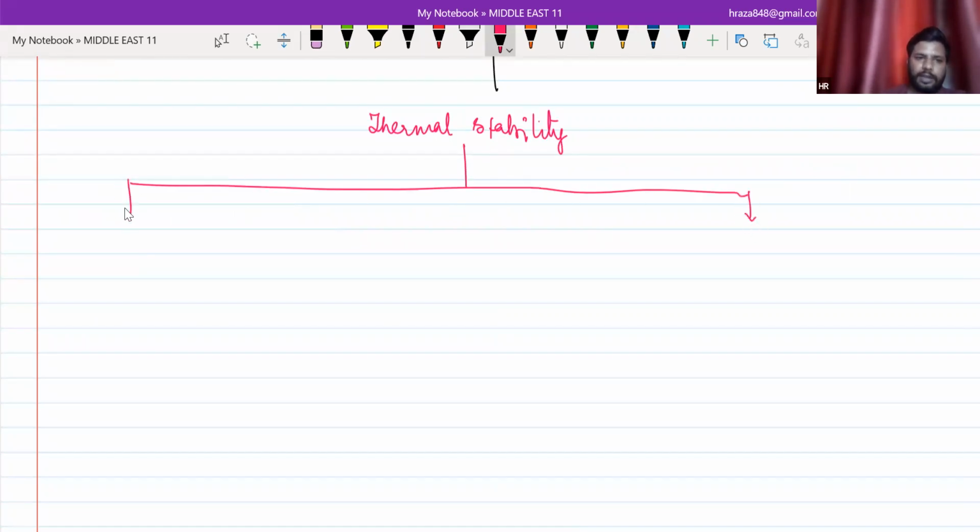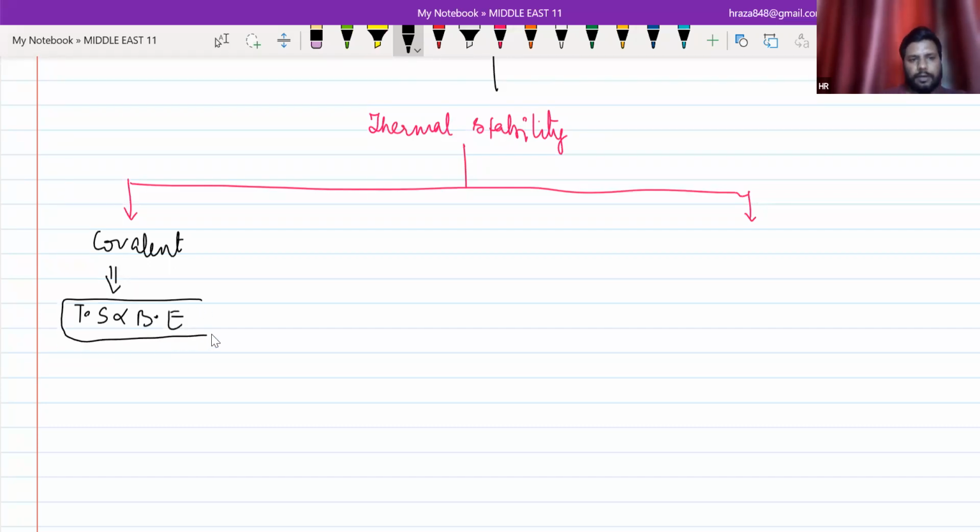How do we compare thermal stability? If the compound is covalent, then thermal stability is directly proportional to bond energy. If there is a question in which you are going to arrange thermal stability, first check whether the compound is covalent or ionic. If the compound is covalent, go for its bond energy. The compound which has more bond energy will have more thermal stability. And if it is an ionic compound, it will be divided into two parts.